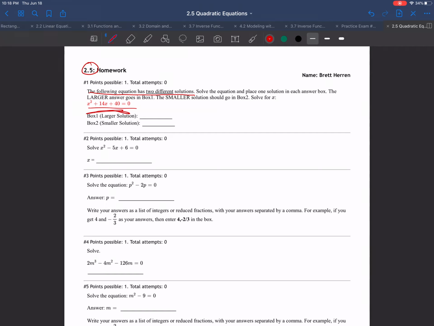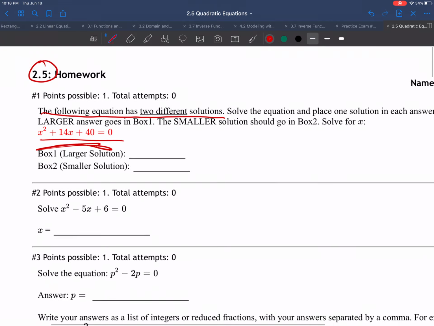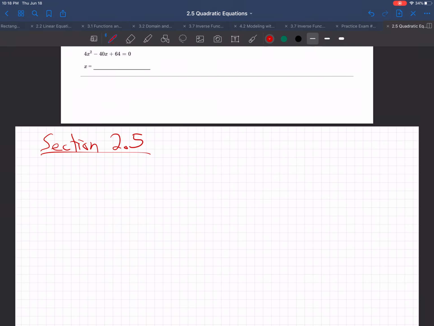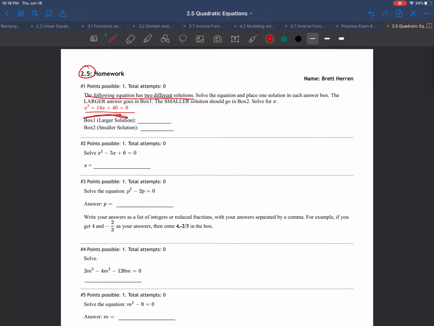And then write down the question. What is it? x squared, let me make it a little bigger, x squared plus 14x plus 40, okay? And put the number, problem number 1. x squared plus 14x plus 40 equals 0. Am I doing that right?